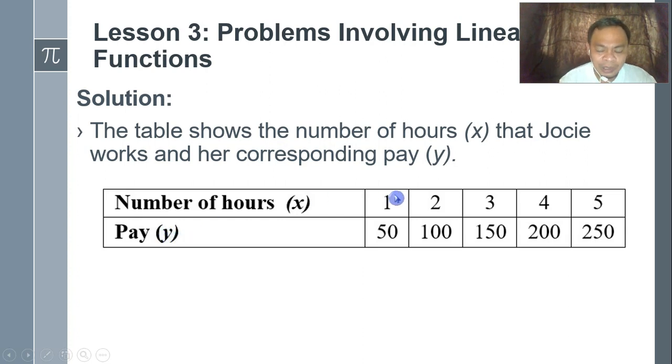So, pag magtatrabaho siya ng 1 hour, so ibig sabihin, ang kanyang sahod ay 50 pesos. Diba? Kasi 50 pesos per hour. If 2 hours siyang magtatrabaho, ang sahod niya ay 100 pesos. Kung 3 hours, 150. Kung 4 hours, 200. At kung 5 hours ay 250. So, this is the table. Diba? Okay. So, that corresponds the hours and pay of Josie.